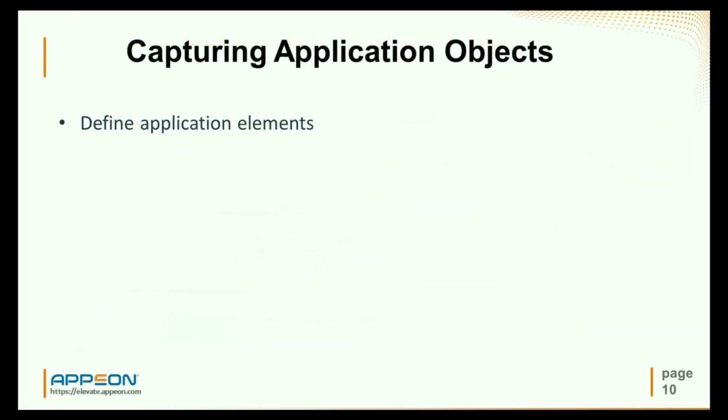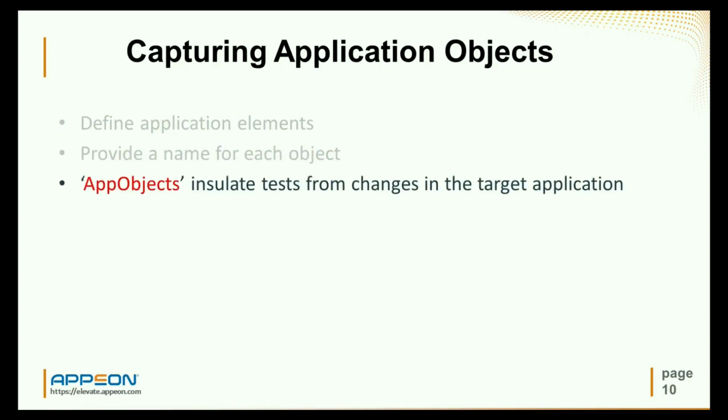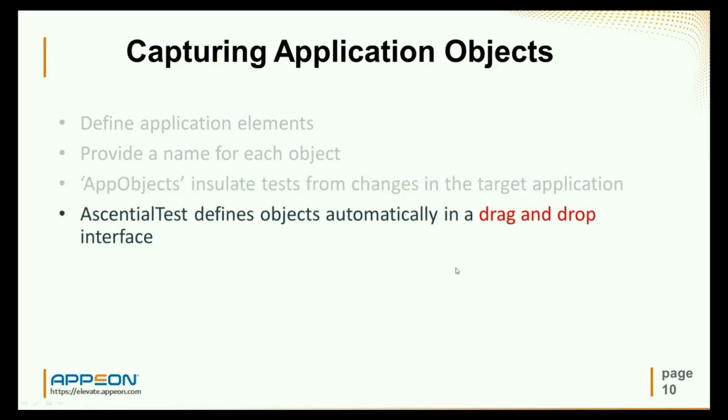I'm going to talk about capturing application objects. In this process, we're defining all the application elements in an application, elements like text fields and push buttons and radio lists. We provide a name for each one of those objects. We do that because we want these objects to insulate the test from changes in the target application. What that means is that if the target application changes, you can go to one place and change the definition so that your tests are not impacted by that change.